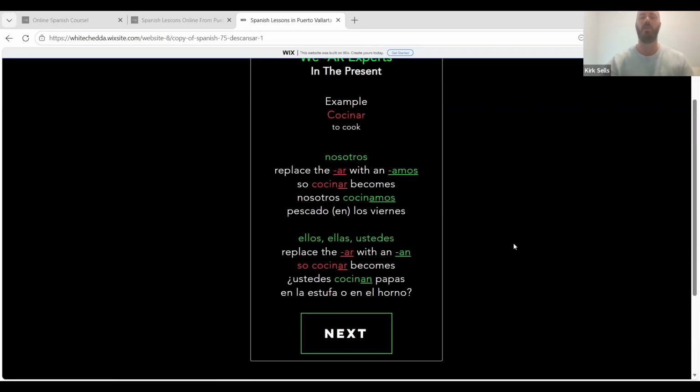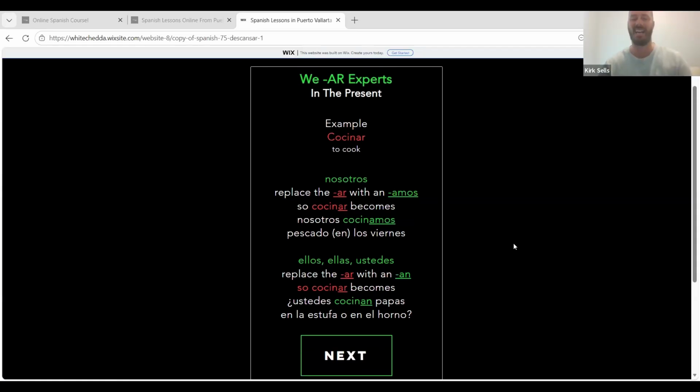Then we have the nosotros form. This one is we cook fish on Fridays. Notice again that we're taking away the AR ending in the nosotros form and adding amos. So the word is cocinamos. Let's try this sentence, Amy. Nosotros cocinamos pescado los viernes. Really nice, yeah. What does that mean in English? We cook fish on Fridays.